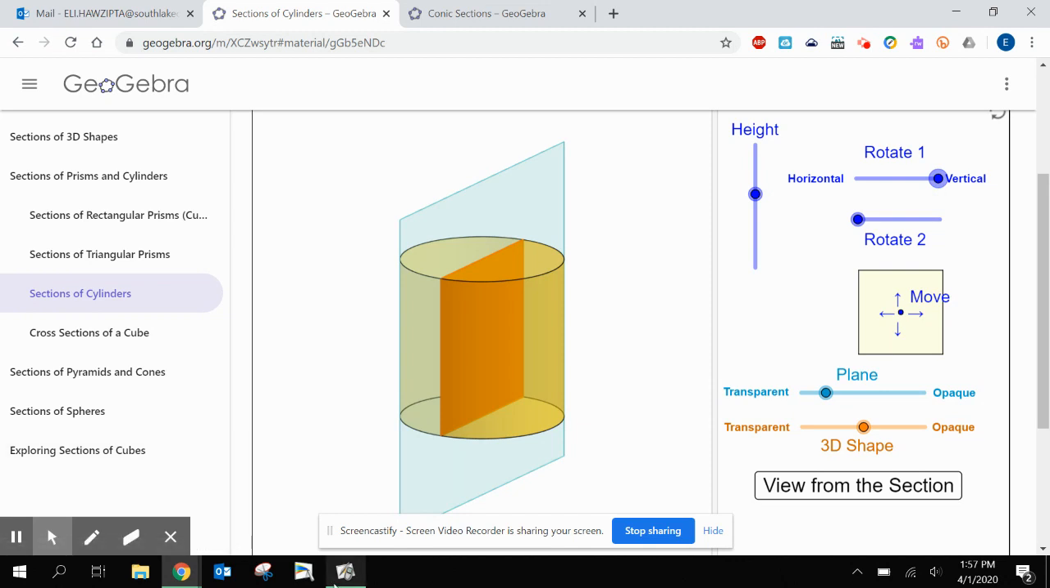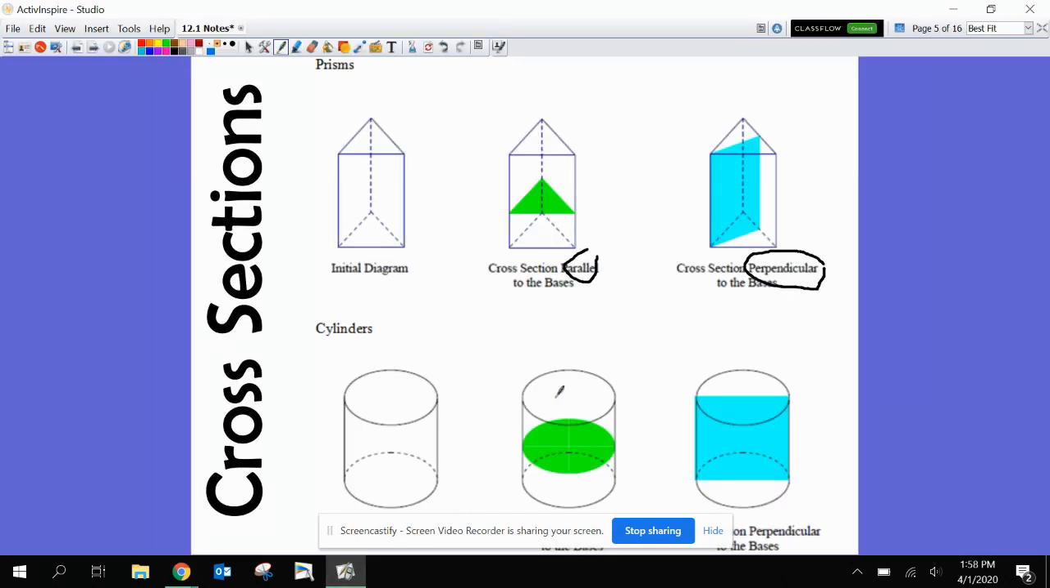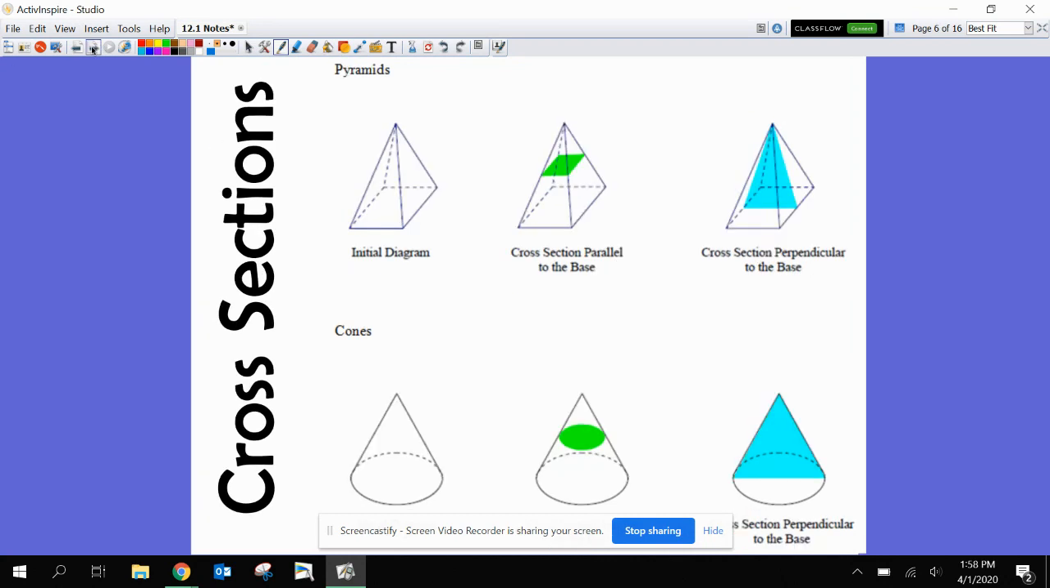All right, so there is the visualization, so you can see the common cross sections of the prisms and cylinders. And again, let's just focus on the parallel and perpendicular cross sections. Let's not worry about those crazy shapes that I showed you a moment ago.